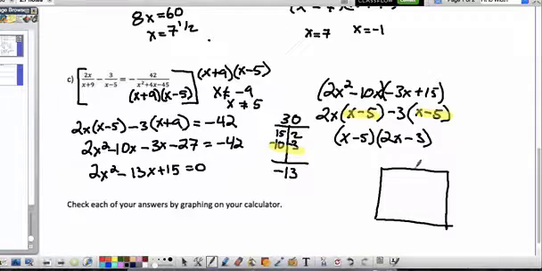But the box method is just splitting the middle terms but putting it into boxes. Okay, so in this box is always going to go your first term, in this box go your last term, and in these two boxes you're splitting your middle term. So you would have negative 10x and negative 3x.